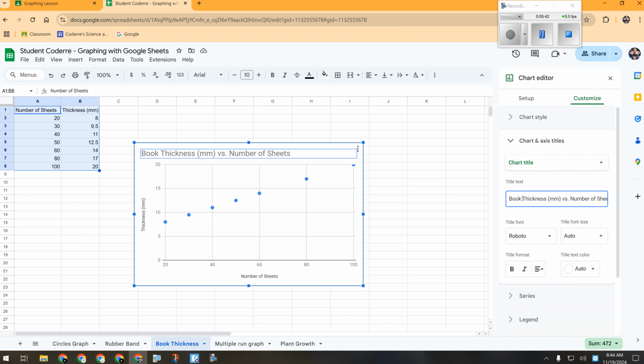It might just be for me, but it cuts off the point. Yeah, it's a little bit cut off at the top. Yeah, it's okay. It'll be fine.